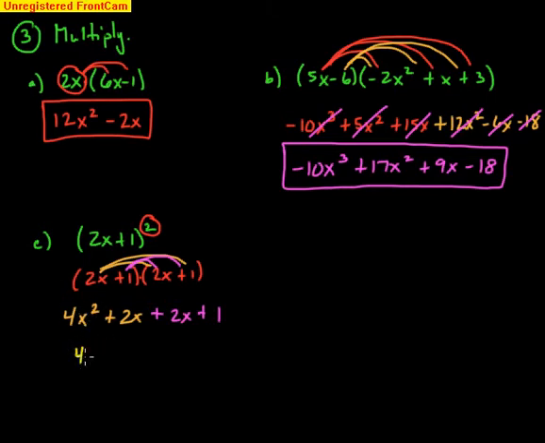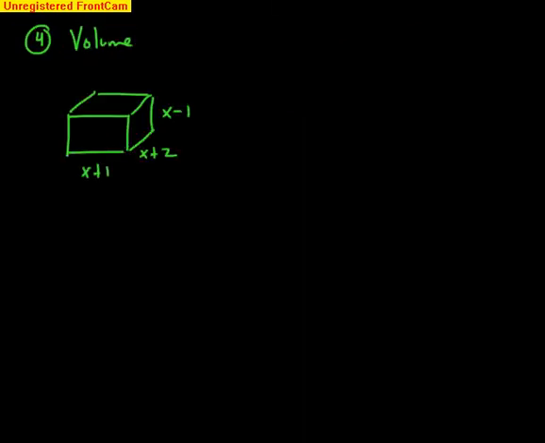4x squared is the highest power, so 4x squared. 2x and 2x make 4x, and the plus 1 comes. And there's your answer to that multiplication problem. Very good. Okay, so here's the next problem.